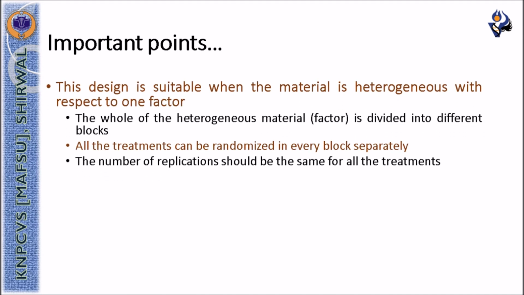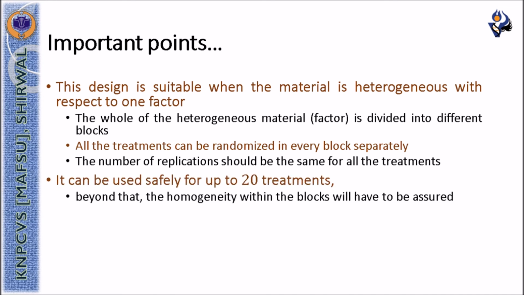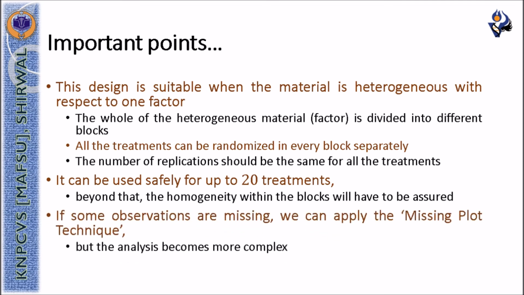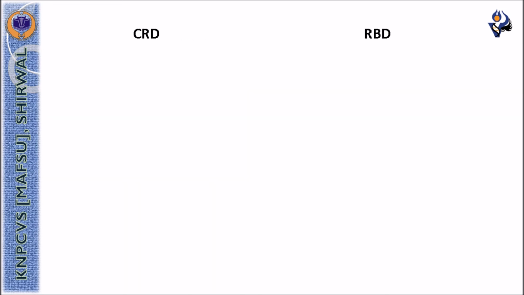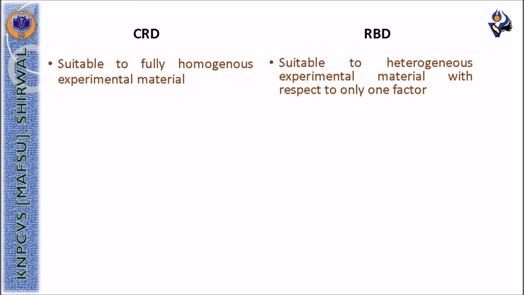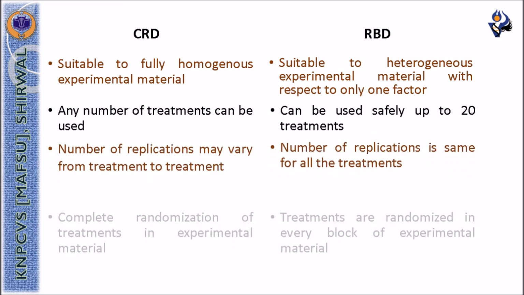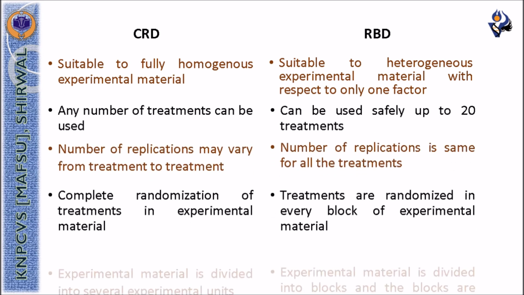RBD is suitable when the material is heterogeneous with respect to one factor. RBD can be used safely for up to 20 treatments. And if some of the observations are missing, we can apply the missing plot technique. This slide represents the differentiating points between a completely randomized design and a randomized block design.